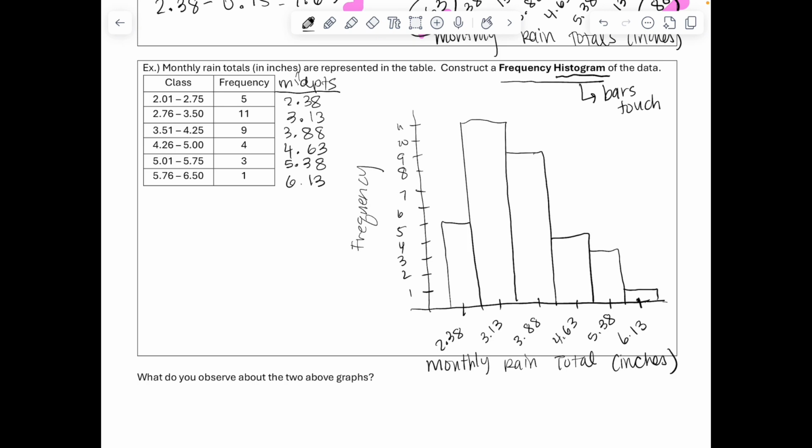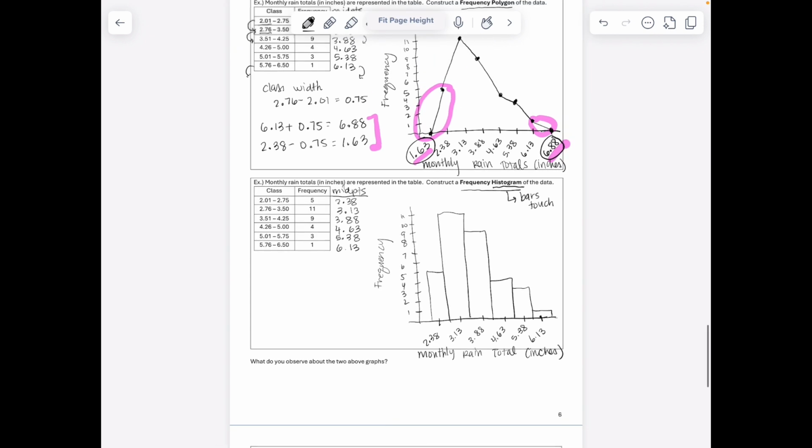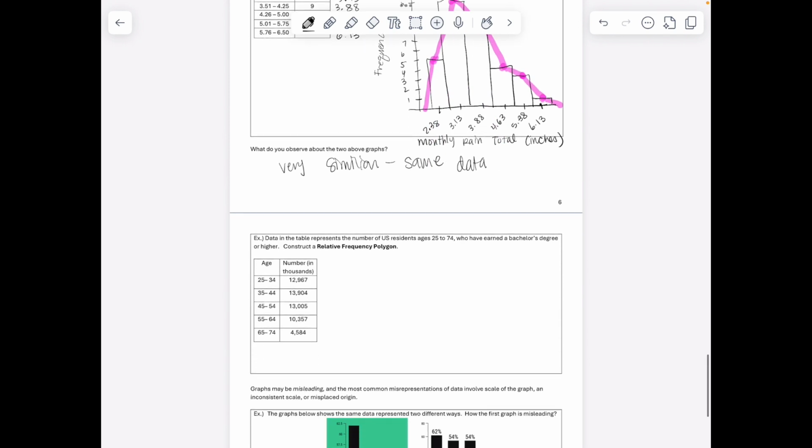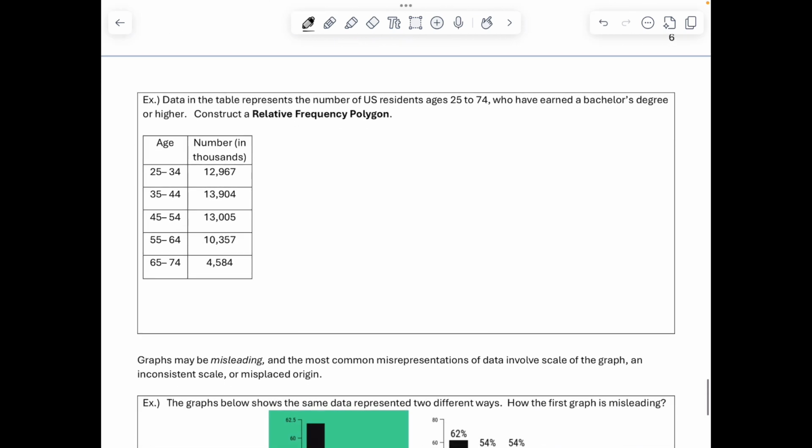So what do you notice about the two graphs above? And I'm going to go ahead and zoom out here a little bit just so we can see them both. And if you notice, if I were to take the midpoints and put points and connect them with lines, and extend those lines down, you would have identical graphs. So these are very similar. And so on the next page, we have another example.